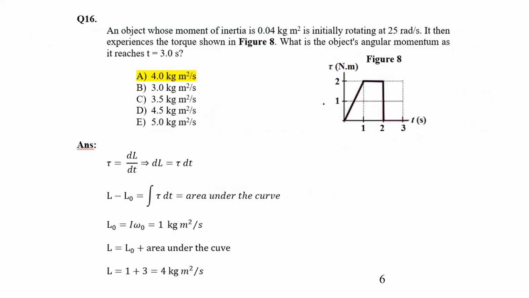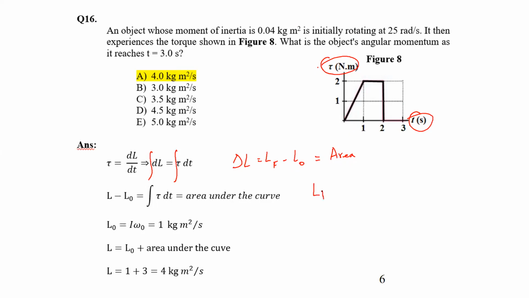Now, I can ask you the other way around. I will give you a torque as a function of time. And I will ask you, what is the angular momentum? You know that torque is the derivative of angular momentum with respect to time. That means dL is torque dt. That means if I take the integral, I will have delta L, which is L final minus L initial, equal to an area under the curve. Area under the curve, but which curve? A torque versus time curve. Okay.